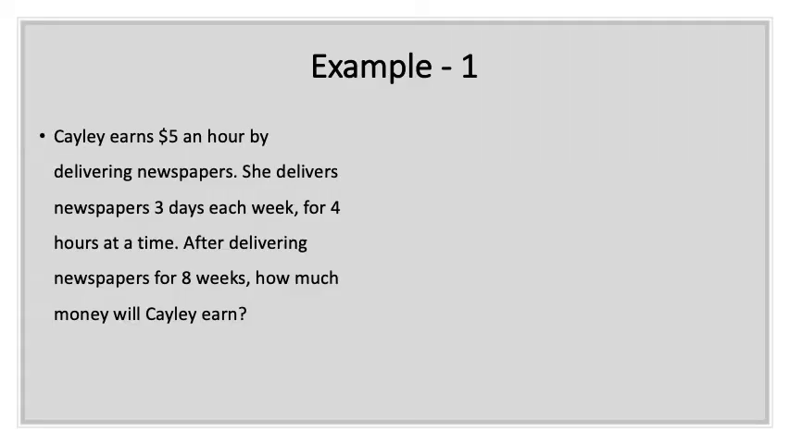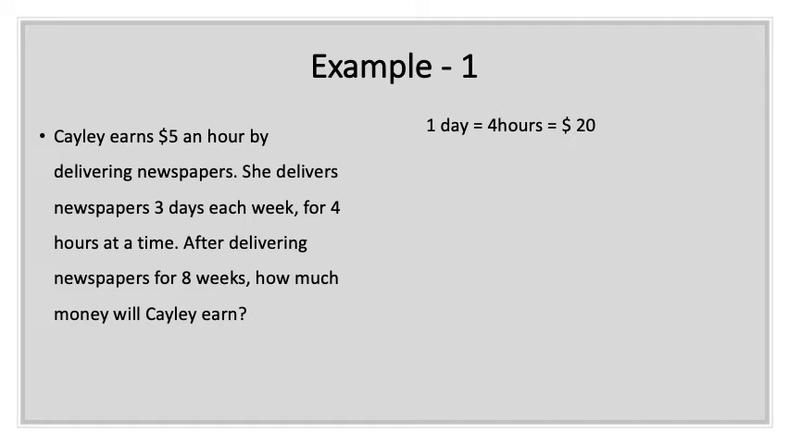Make sure that you understand what the question is asking of here. If you're not certain of the construction, apply it to what you might encounter in real life. Let's look at this question one sentence after the other. Kaylee earns $5 an hour by delivering newspapers. She delivers newspapers 3 days each week for 4 hours at a time. This means she works 4 hours each day and earns $20 per day because she earns $5 an hour.